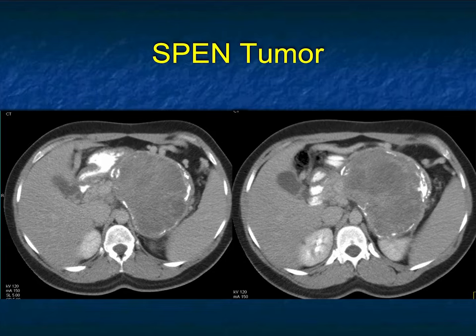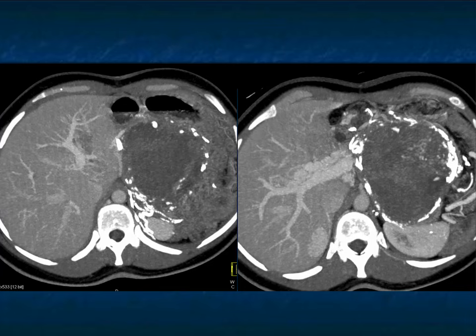Here's a larger SPEN tumor. Again, look at the calcifications. A much larger lesion, you could have thought about an MCN in this case, and you should think about that, but this was a SPEN tumor. SPENs are great mimickers. I mentioned teenagers, 20s, female. I've seen SPENs in 80-year-old males. So you're not always going to be working it out based on the demographics.